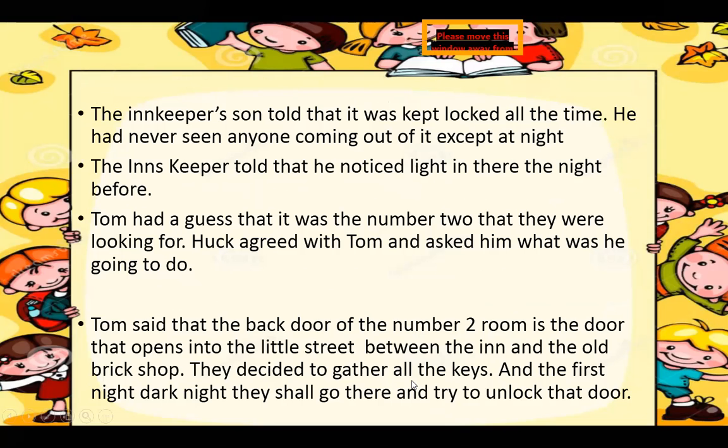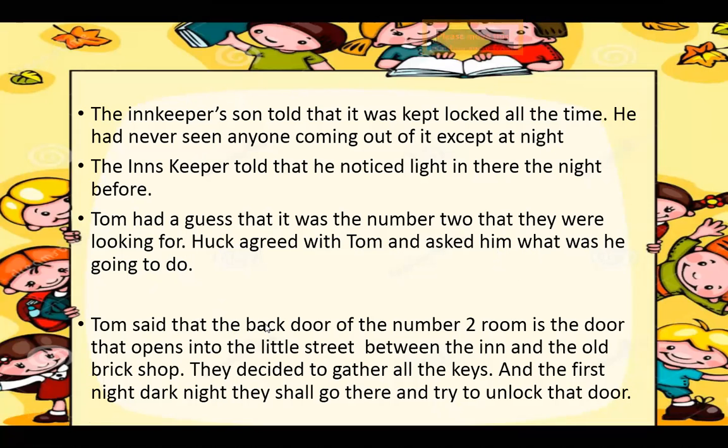Now, why was it a mystery? Because the innkeeper's son said that it was kept locked all the time. He had never seen anyone coming out of it except at night. The innkeeper said that he noticed light in there the night before. Tom had a guess that it was the number 2 that they were looking for. Huck agreed with Tom and asked him what he was going to do.